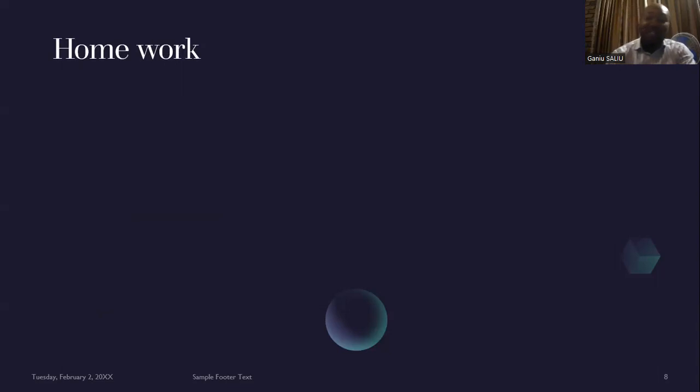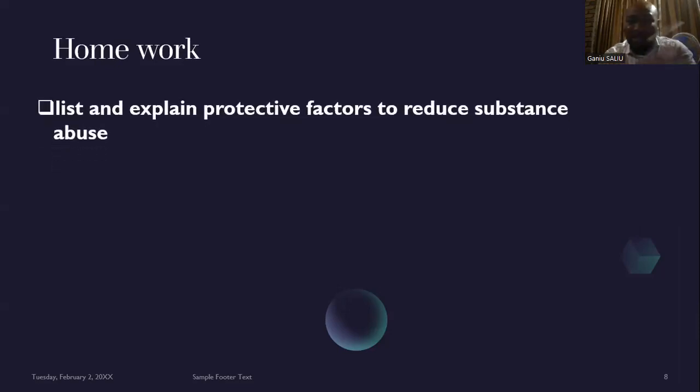Let's check the following homework, and I want you to submit tomorrow. Don't forget a recap of what we've learned today. We've been able to learn how to define substance abuse, the types or forms of substance abuse, the symptoms, the signs of substance abuse, and last but not least, we are able to list some other factors that can add to substance abuse. So take your own work, list and explain the protective factors to reduce this. Isn't it? If there's a problem, there's always a solution. I want you to do this as an individual.